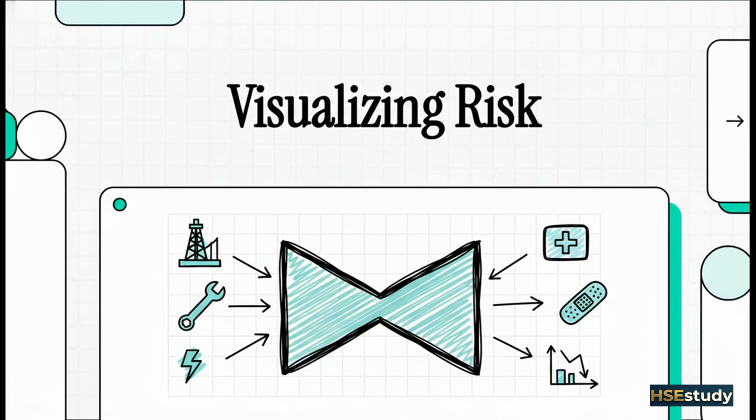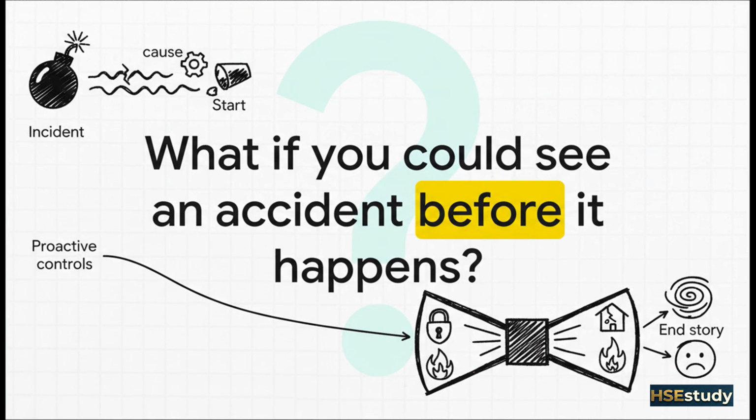Today, we are diving into something that's standard practice in the world's most safety-critical industries. We're talking everything from oil rigs to operating rooms. We're going to break down Bowtie Analysis, a seriously powerful tool that helps you literally see an accident before it ever happens. I mean, think about that for a second.